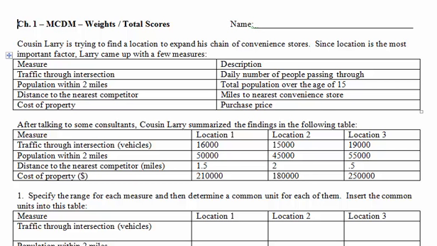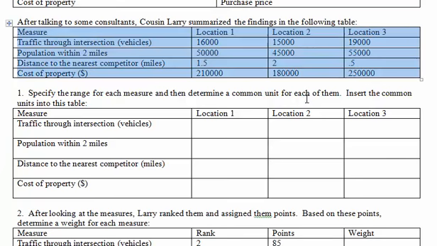So here's a typical problem. Somebody's trying to expand a chain of convenience stores. They have 3 locations they want to choose from to put their new Quickie Mart or whatever up. And there's a bunch of stuff they have to consider. First, I want you to turn all these into zeros and ones and something in between, into common unit measures, just like we did yesterday.